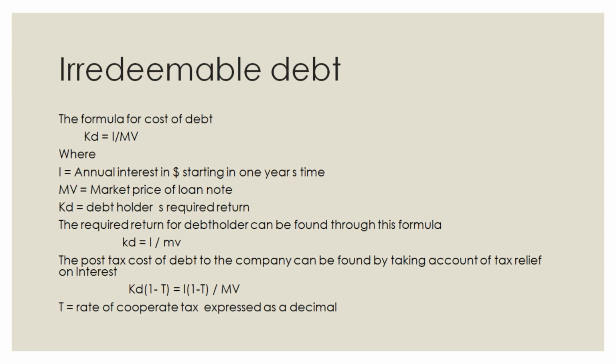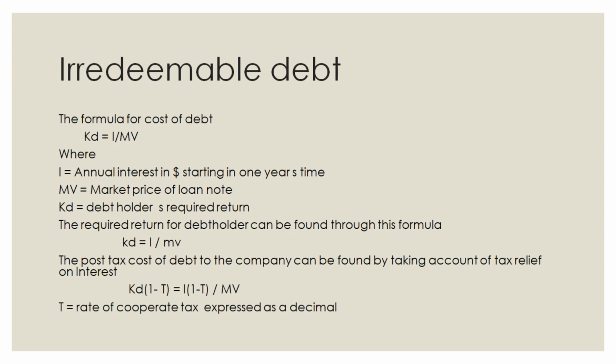From the point of view of the company, you have to consider the tax relief. The post-tax cost of debt to the company can be found through the formula, taking into consideration the tax relief on interest: Kd(1 minus T) equal to I(1 minus T) divided by market value. T is denoted as the rate of corporate tax expressed as a decimal.